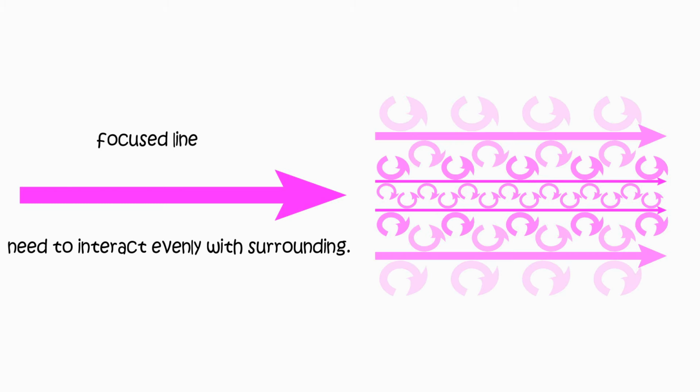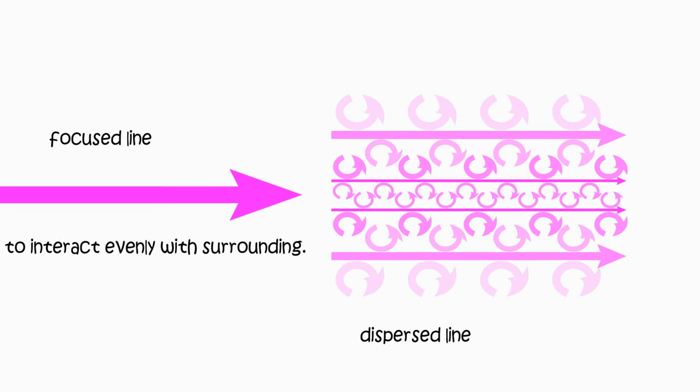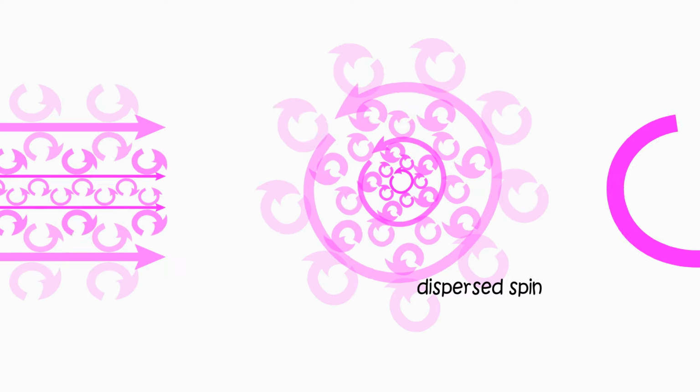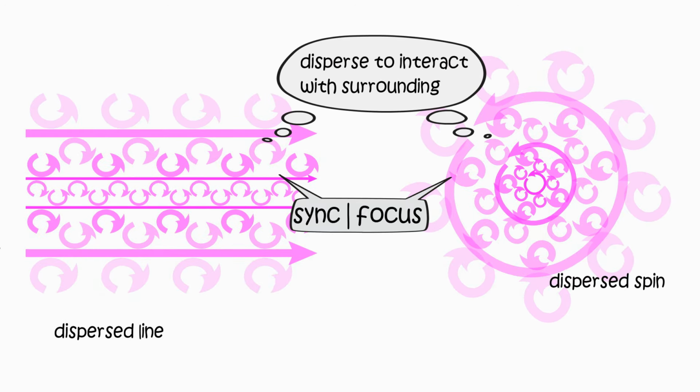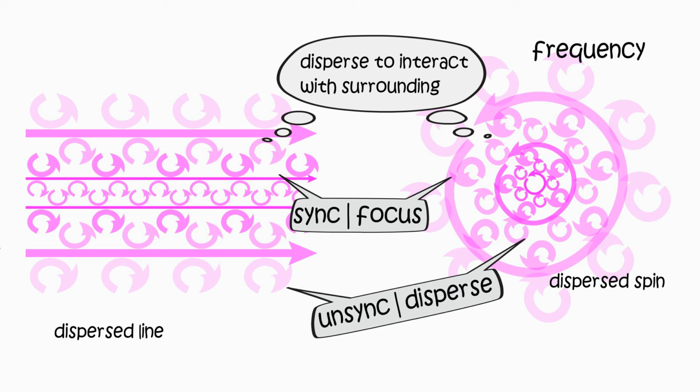Frequency is generated by momentum interacting with itself and surroundings. Light becomes waves, spin becomes orbits. Synchronized momentum needs to disperse and interact evenly with the surroundings, transforming all synchronized momentum into frequencies of synchronicity.